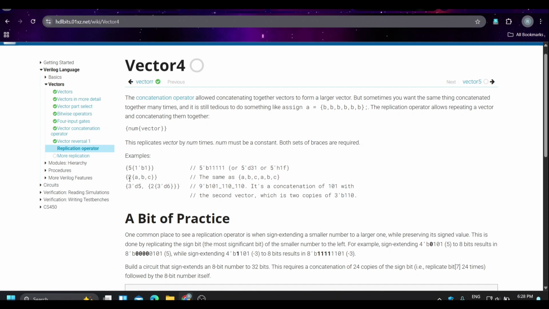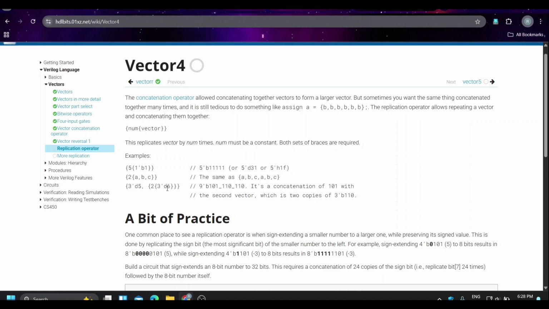Okay. Here, see, ABC is repeating 2 times, so they wrote 2 curly bracket ABC. This is the actual format: how many times any vector or bits are repeating, that number and then that vector.